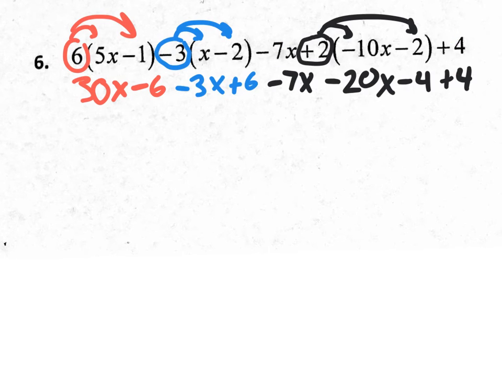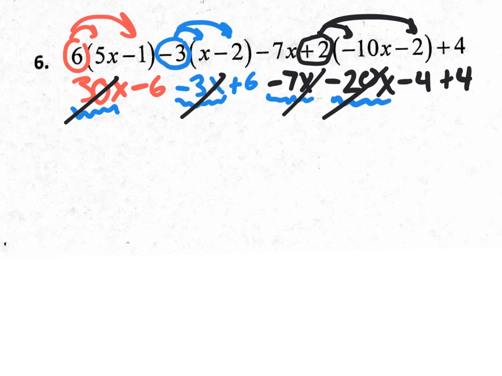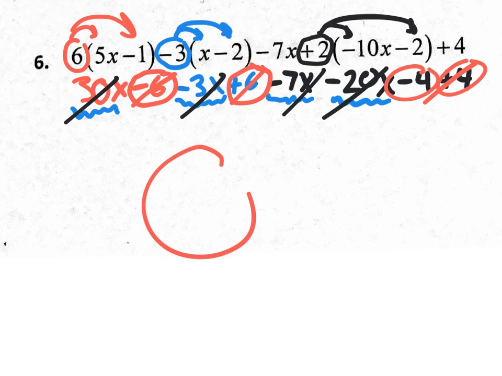Now we've distributed everything. Now let's just combine like terms. All the x's together with all the x's. So we have 30x, take away 3x, that's 27x. Take away 7x, that's 20x. Minus 20x, that completely disappears, guys. It becomes 0x. Now for the numbers. Negative 6 and positive 6 cancel out. Negative 4 and positive 4 cancel out. Everything cancels out. The final answer is 0.